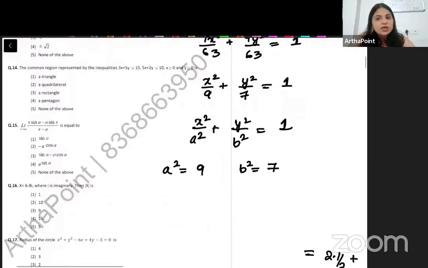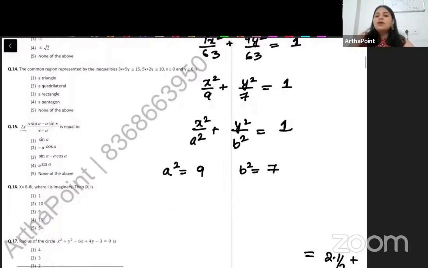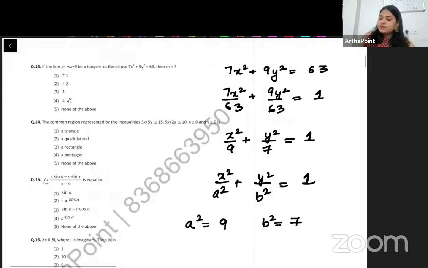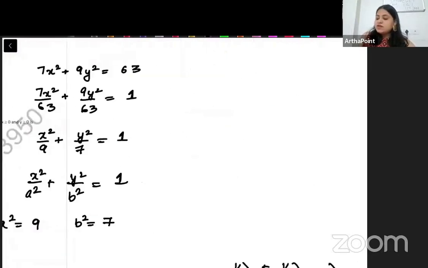Is this clear? Okay. So now, if I go to the line, the line is y is equal to mx plus 5. Right? Now, please write down the condition of tangency.